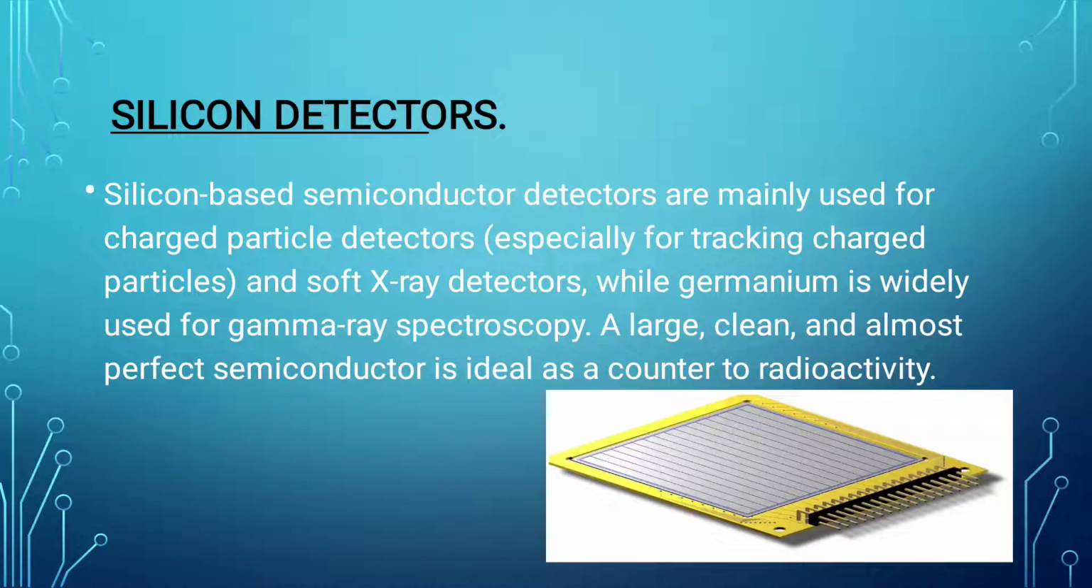Silicon detectors. Silicon based semiconductor detectors are mainly used for charged particle detection, especially for tracking charged particles and soft X-ray detection, while germanium is widely used for gamma ray spectroscopy. A large, clean, and almost perfect semiconductor is ideal as a counter for radioactivity.